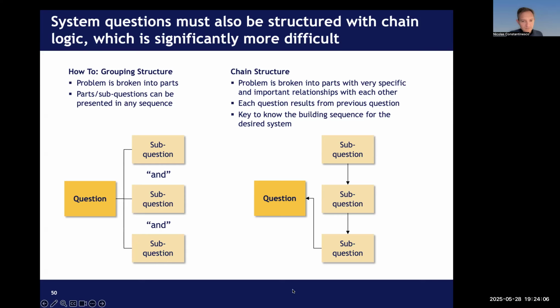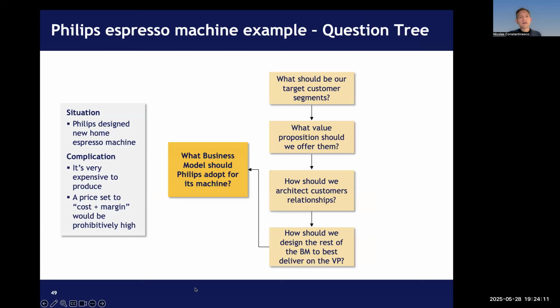Because if I get my value proposition wrong, then everything that follows is going to be designed for the wrong value proposition. So my whole business model will be messed up. So that's a little bit what's harder about these system questions. That's one of the things that's harder.